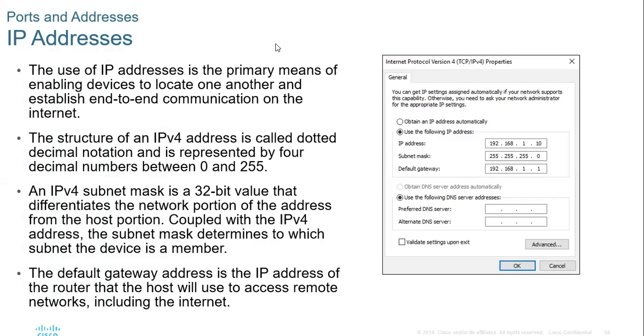Here, in this figure, we can observe that the IP address is 192.168.1.10. Subnet mask is 255.255.255.0. This is a class C address. Default gateway is 192.168.1.1, which is the router address, the port address through which we can go out from that network. That is known as the default gateway.